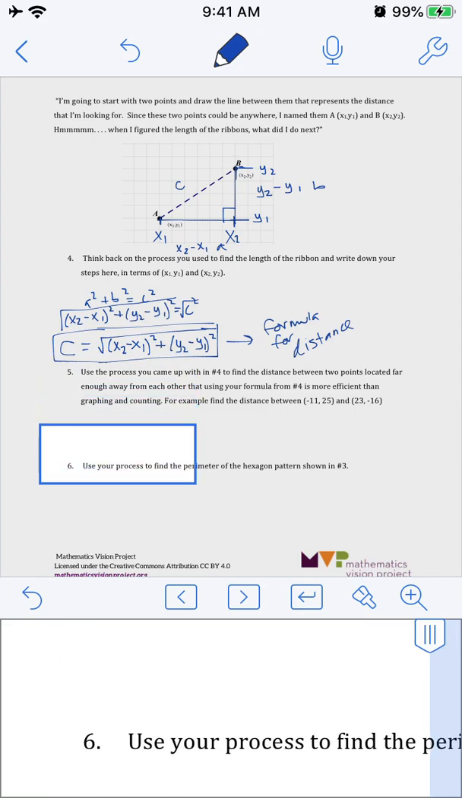Alright, cool. Number 5. Use the process you came up with in number 4 to define the distance between 2 points located far enough away from each other that using your formula from number 4 is more efficient than graphing and counting. For example, find the distance between negative 1, 125 and 2, 316. Sorry, number 6 is a totally separate problem. So let's go ahead, I'm going to have you try it out real fast, like a minute. Take these 2 points, do the ones they suggest, take the example, and then find the distance using not the triangle, not graphing, because let's be honest, that takes forever. Use the distance formula.